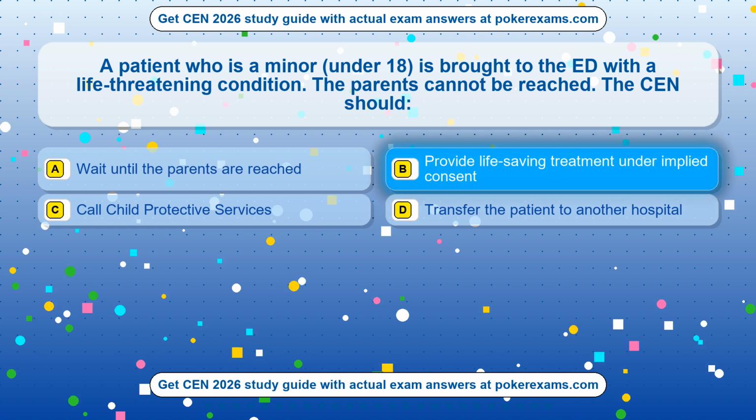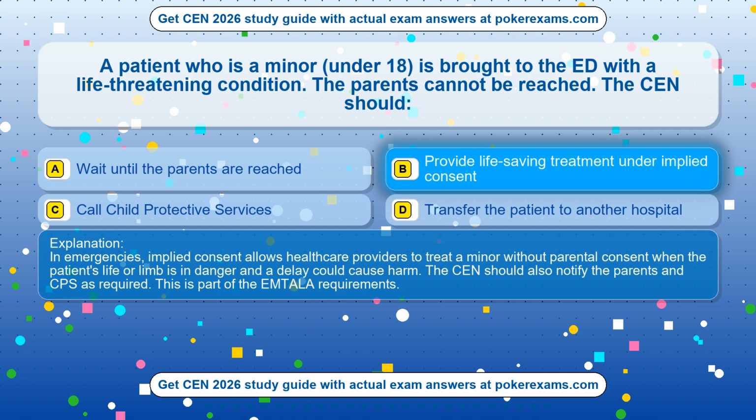The correct answer is option B. Provide life-saving treatment under implied consent. In emergencies, implied consent allows healthcare providers to treat a minor without parental consent when the patient's life or limb is in danger and a delay could cause harm. The CEN should also notify the parents and CPS as required. This is part of the EMTALA requirements.